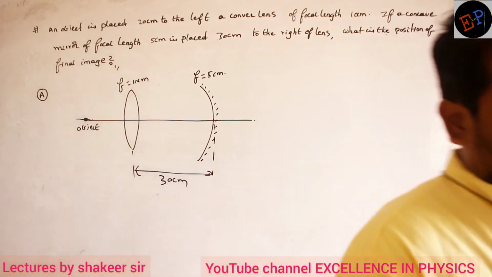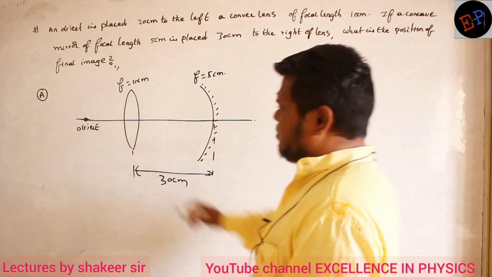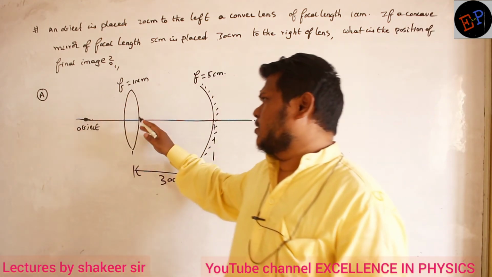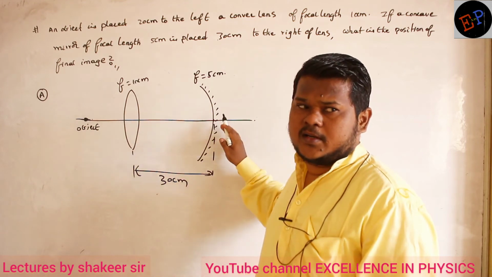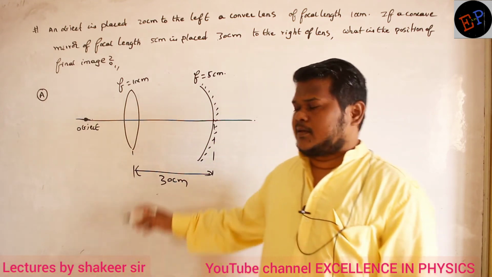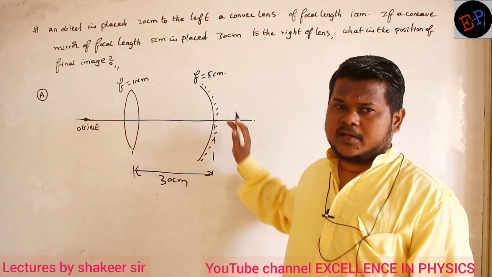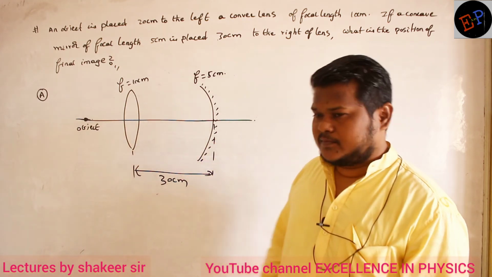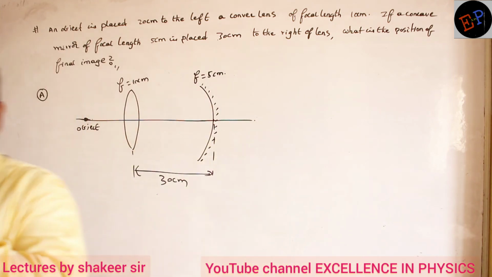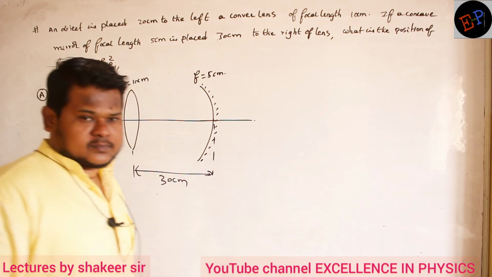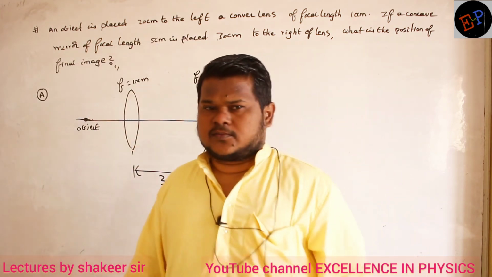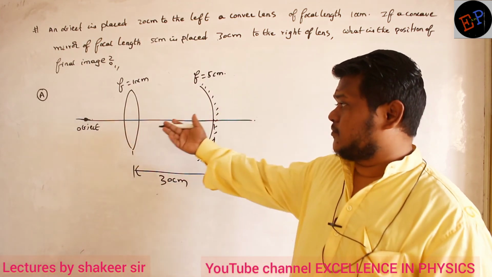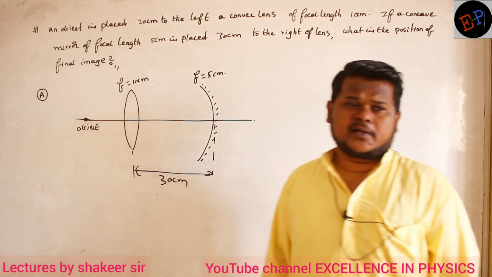What is the position of the image of this object when one refraction is taking place and one reflection is taking place? In the lens it undergoes refraction, in the mirror it undergoes reflection. Are you able to understand? Questions based on a combination of mirrors. Where will the final image of the object be created?